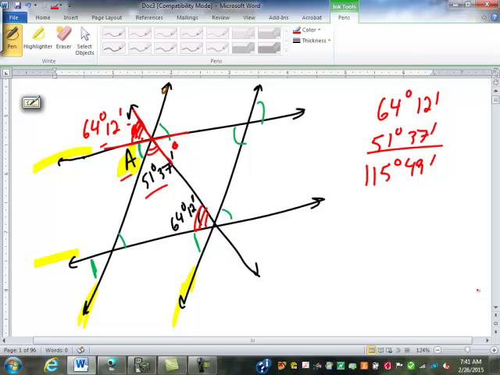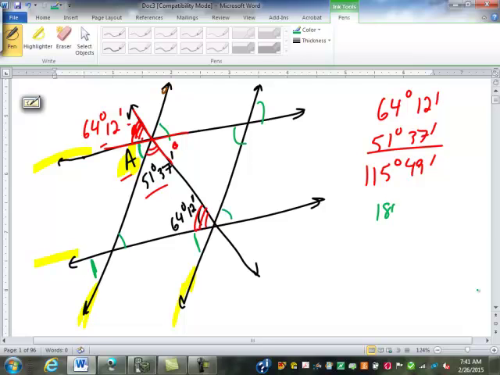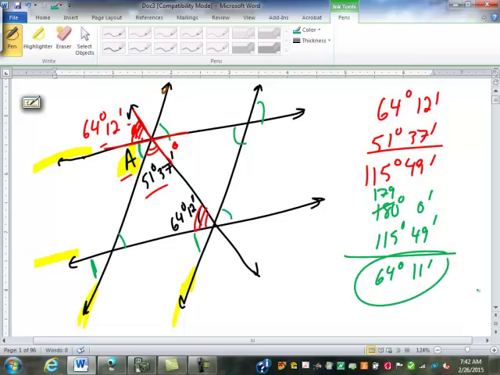So 115 degrees 49 minutes, and what do I do with that? Subtract it from 180. So I'm going to get 11 minutes and 179, 64 degrees, 11 minutes. What do y'all think? 1 minute off?